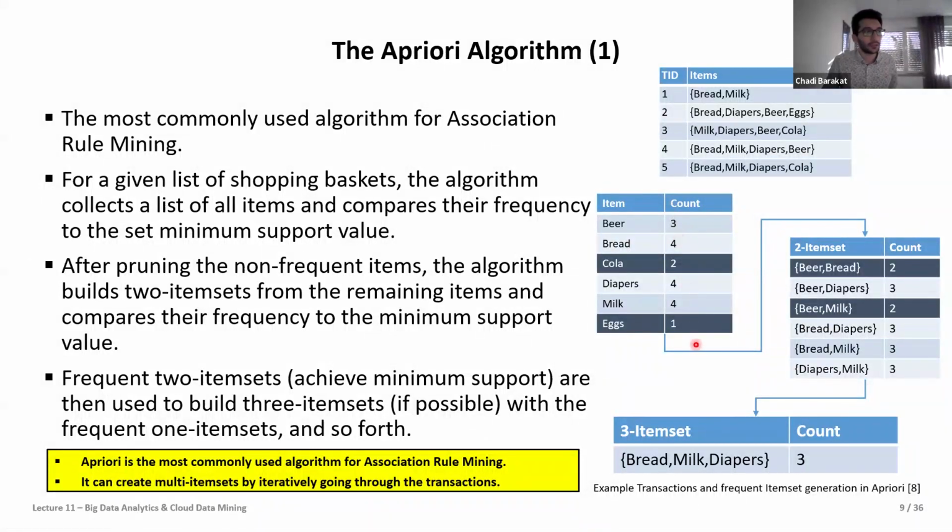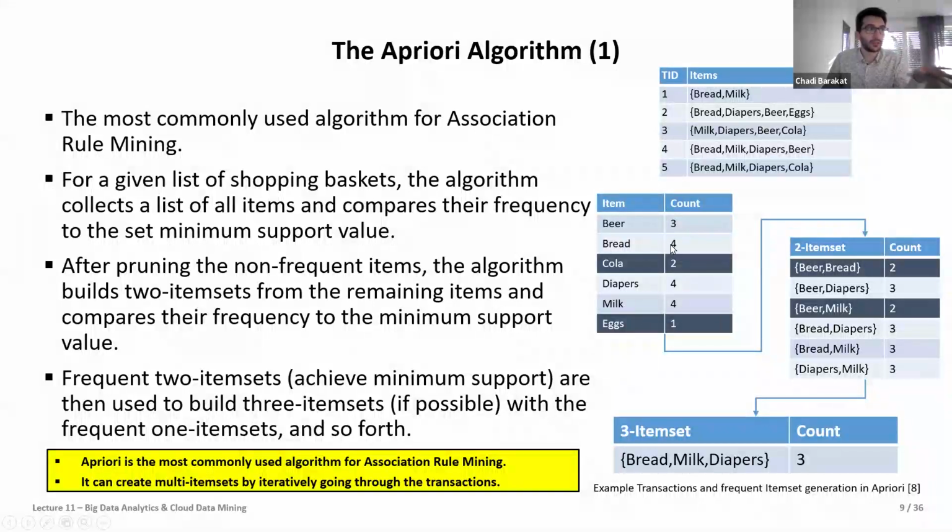This count here is compared to a minimum support value mentioned here. This minimum support value can be tuned, which is the job of the person doing the machine learning here. By tuning this minimum support value, you weed out the items that are not that frequent. So in this case, cola and eggs don't appear that often in these transactions, whereas milk, diapers, bread, and beer are quite common items.